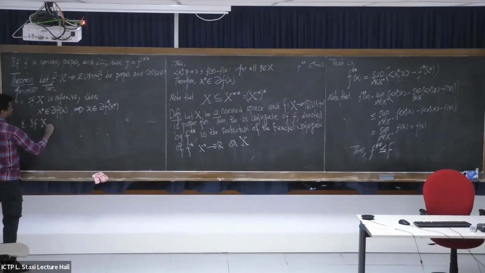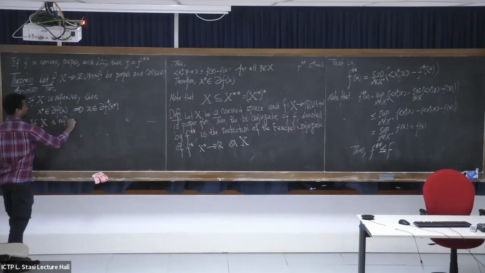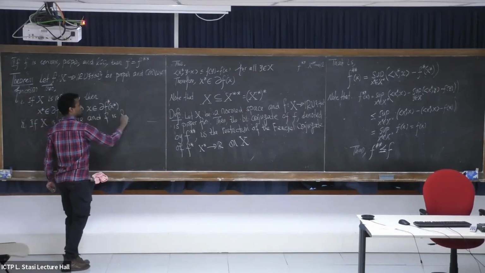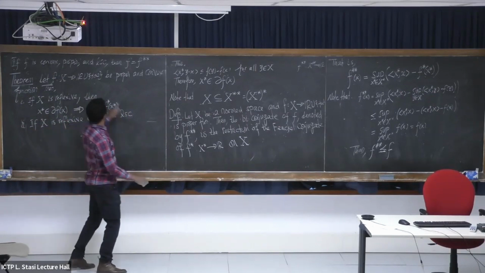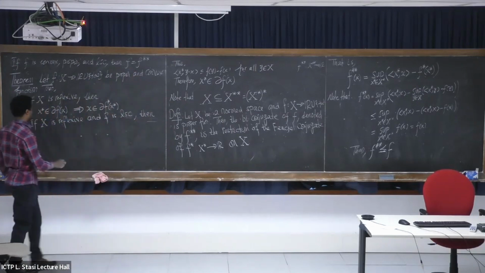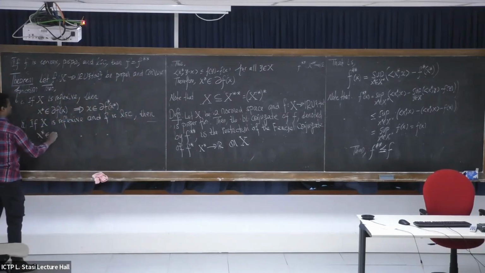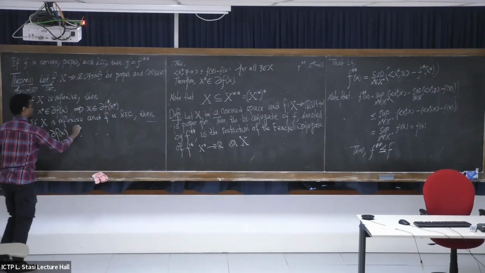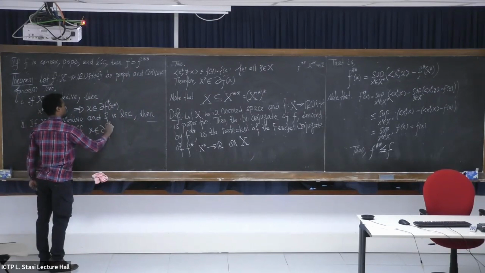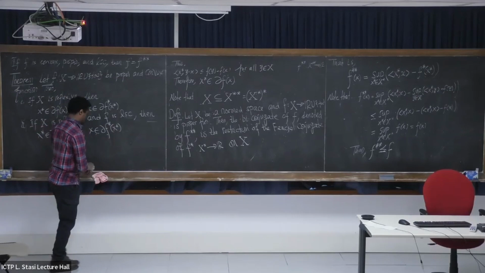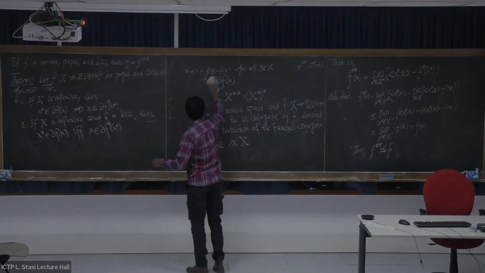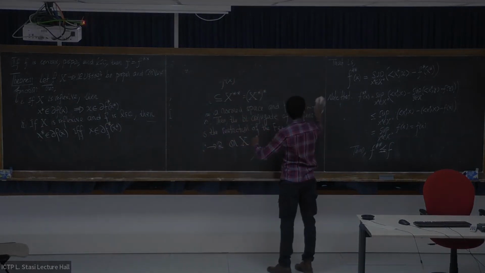If X is reflexive and f is lower semicontinuous, in this condition, then X star is an element of the subdifferential of f at x if and only if x is an element of the subdifferential of f star at x star. The proof of this one is very easy.